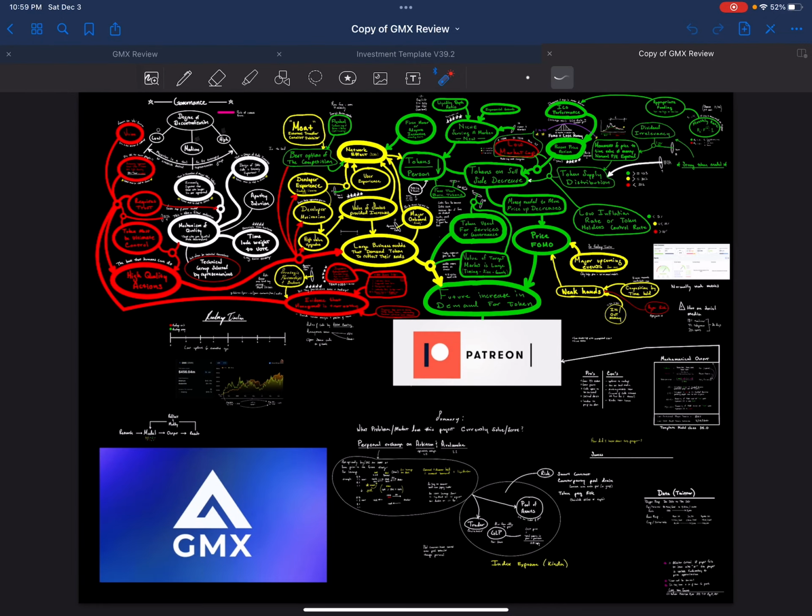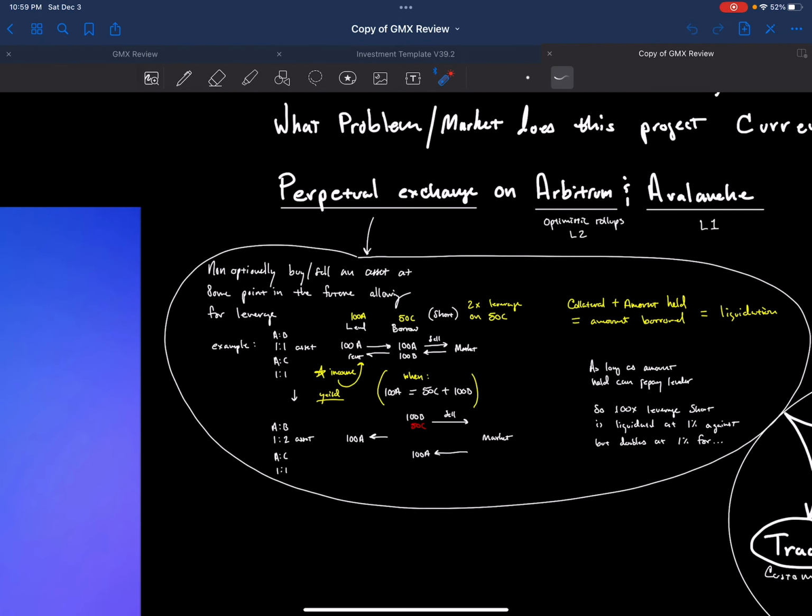This is my model. The project is GMX. I'm going to dive right into it. So GMX is a perpetual exchange on Arbitrum and Avalanche. Arbitrum is a scaling solution for the Ethereum computer. Avalanche is another L1, a trust computer. You have to look at my other videos if you want to know what that is. So basically a scaling solution. This allows for Ethereum to operate more effectively, or at least with lower fees.